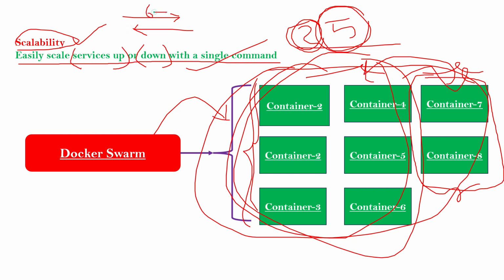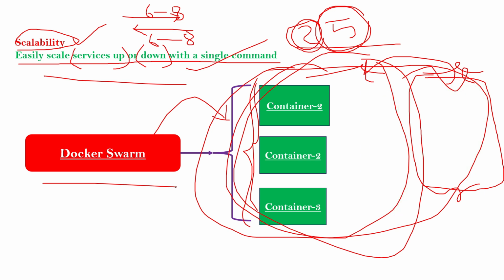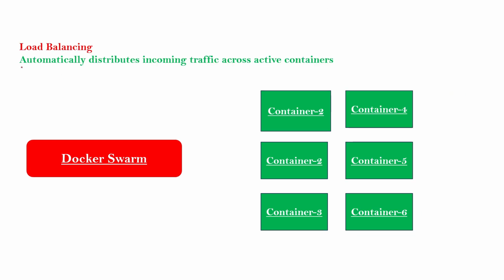For example, we have scaled up our environment from 6 to 8 containers, and then we can spin it back from 8 to 6 anytime. So this is called scalability, and we can do it with the help of Docker Swarm easily with a single command. Okay, so load balancing.